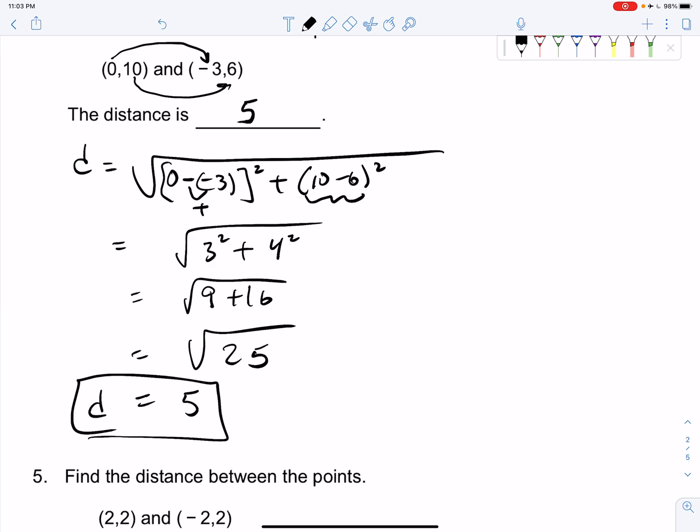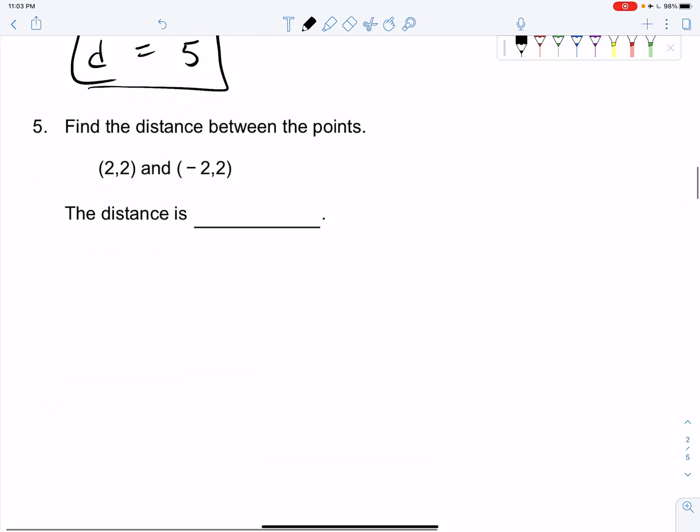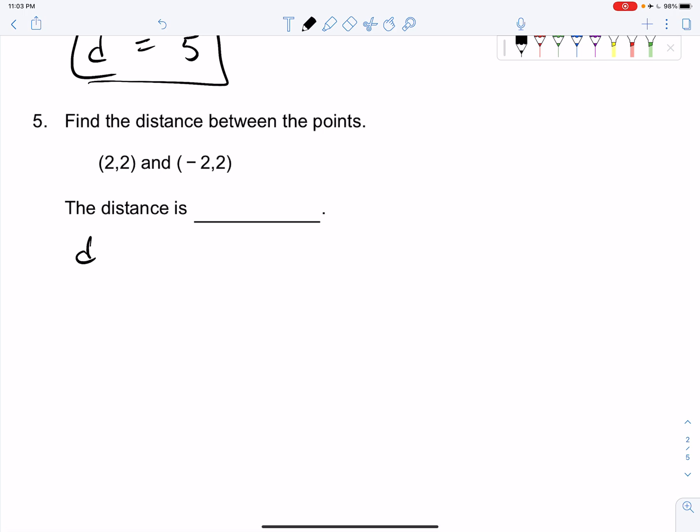Okay, let's take a look at number 5. Number 5, find the distance between these 2 points. All right. So I'm going to go in this direction. Got to be careful of the double negative. So let me use a bracket here.